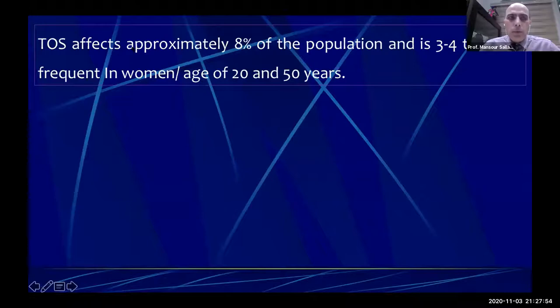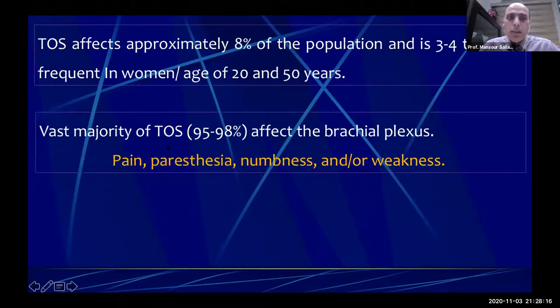Thoracic outlet syndrome affects approximately 8% of the population. It is a huge number. I was impressed when I read in the literature that 8% of the population have thoracic outlet syndrome. Mostly, by far, it is 3 to 4 times more frequent in women as opposed to men, and usually affects ages between 20 and 50 years.